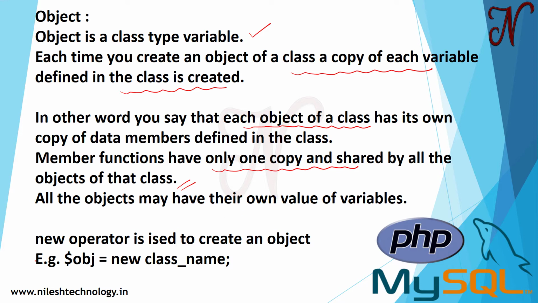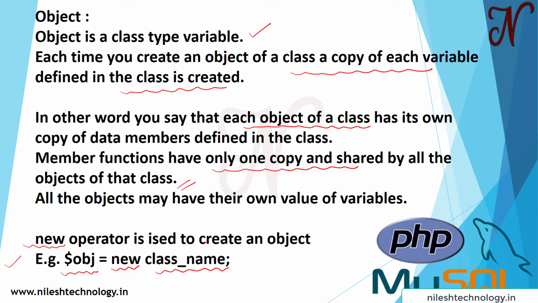By using the new operator, we create an object of a class. Here is one example. $obj is the object name. Use the new keyword and pass the class name. By using the object, we can access all the properties of a class, like the variables or the member functions. Let's see one example to explore more concepts.